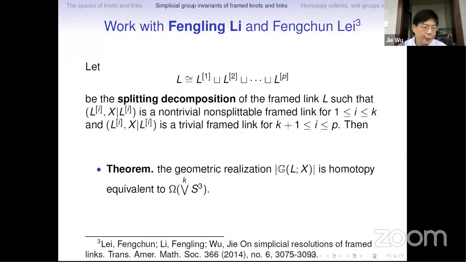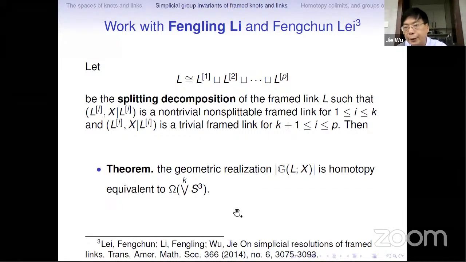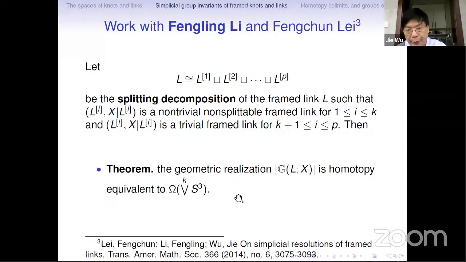So let's say our result: we found the connections between algebraic topology and knot theory. So if you proceed in that way.